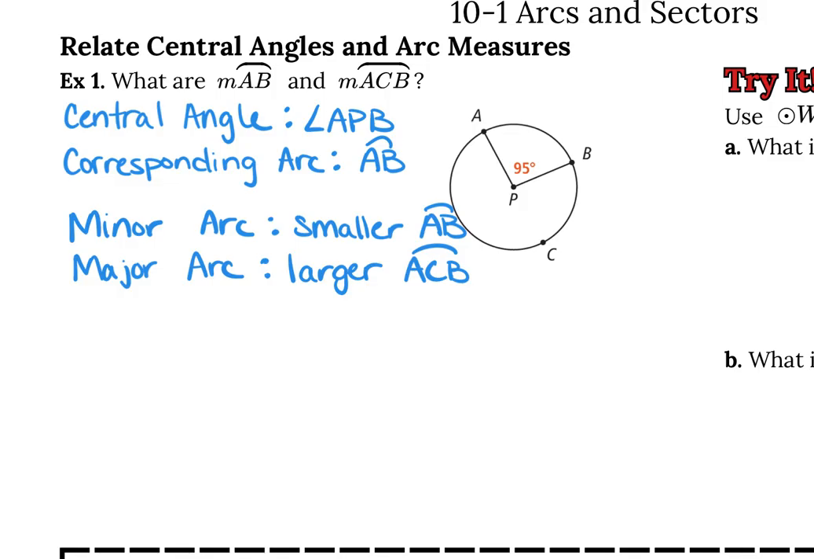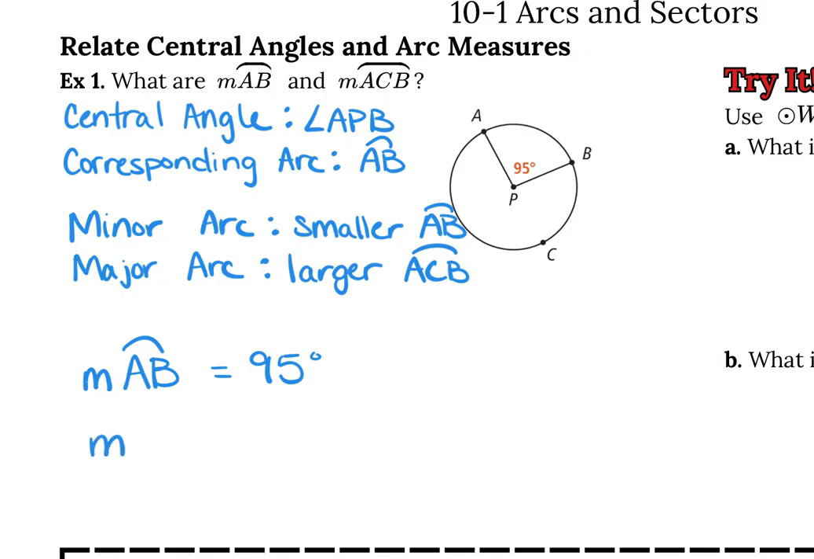Okay, so now we want to find the measure of AB. So that's what the question's asking for. Well, we know that our corresponding arc has the same measure as the central angle. So if my central angle is 95 degrees, that means the corresponding arc to it has a degree of 95.